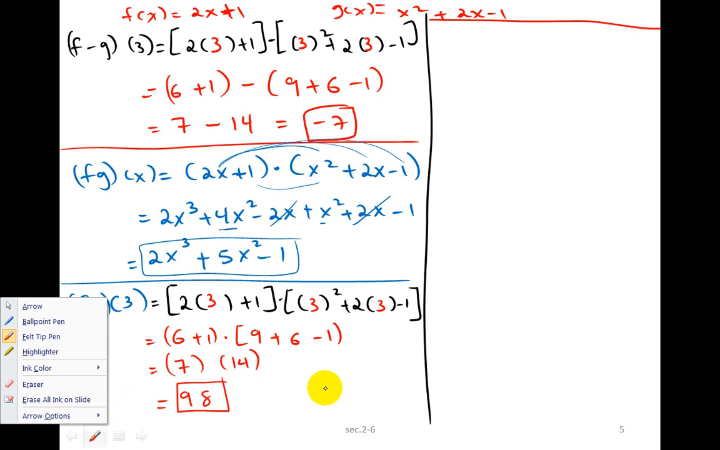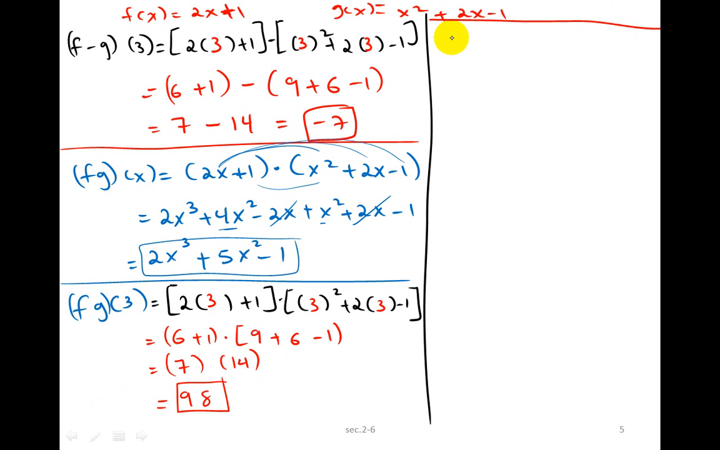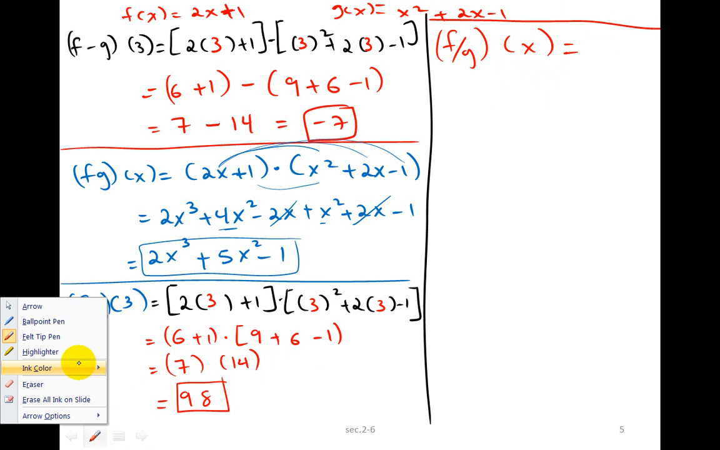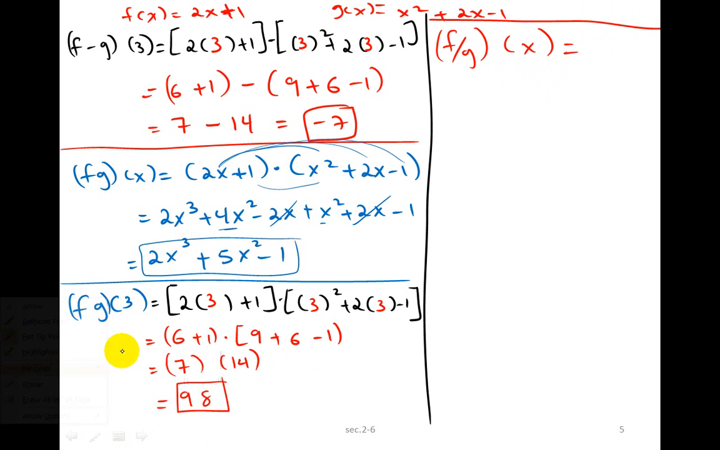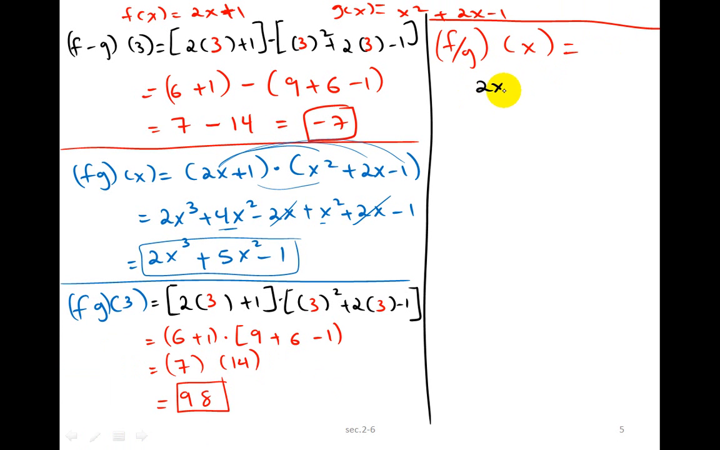Now let's go to the what? To the quotient. So what if you have f over g of x? So I will write it here, f over g of x. Just put them as fractions. If you can simplify, simplify, otherwise just leave it as a fraction. So it will be 2x plus 1 over x squared plus 2x minus 1. This cannot be simplified, so just leave it as it is. So this will be our quotient.